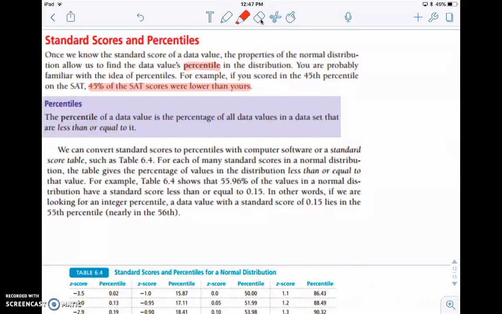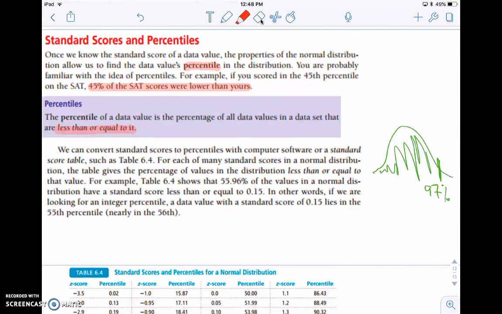If you're looking at our bell curve, the higher you are up, say you're up here on the bell curve, the higher the percentile. So say 97% of the data is below that point. That would be the 97th percentile, because that means that 97% of the data is either at that point or below it. The higher the percentile, the more scores there are below you or that are less than or equal to you.